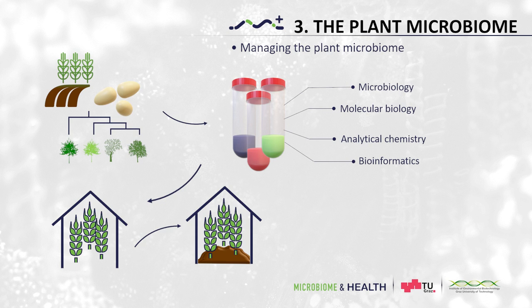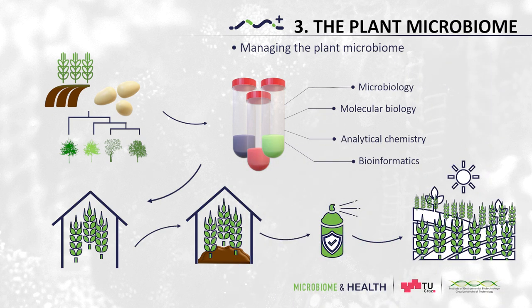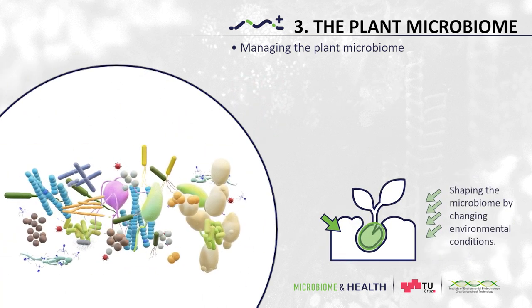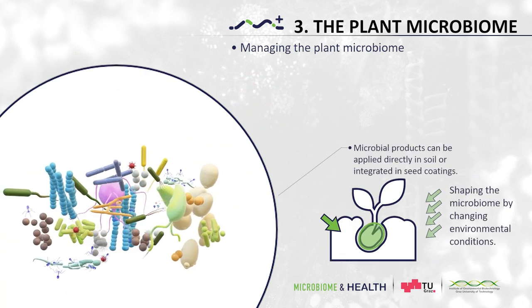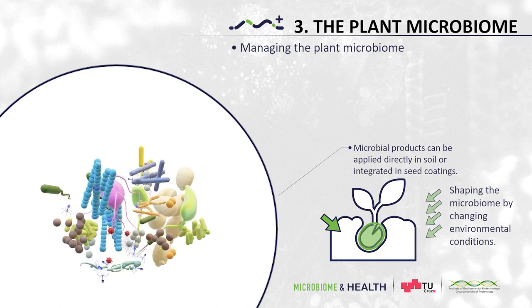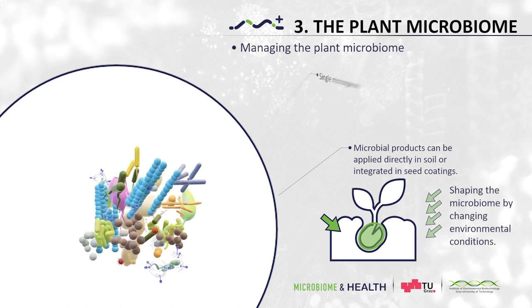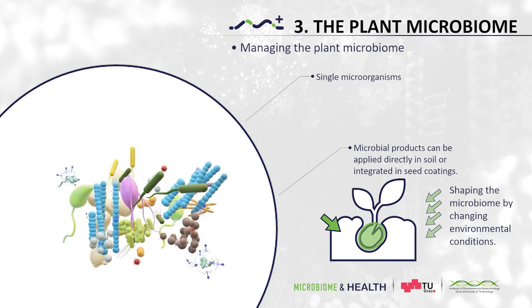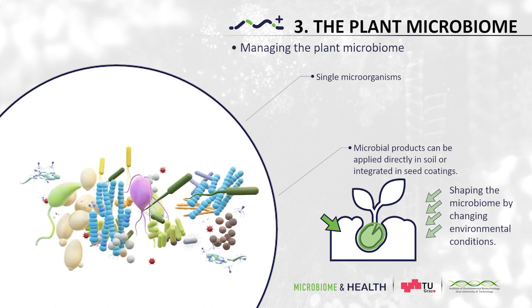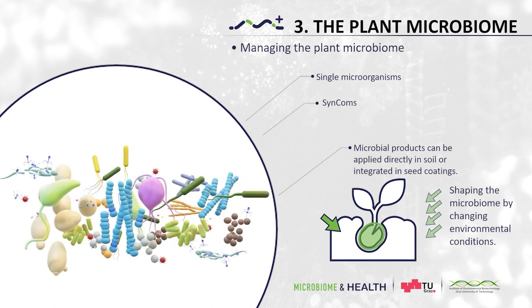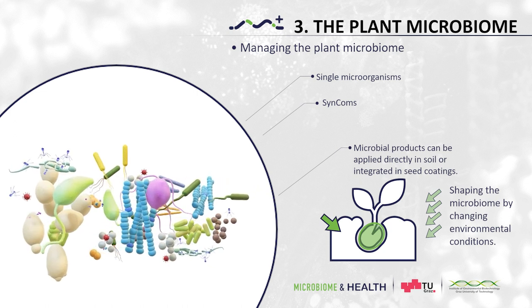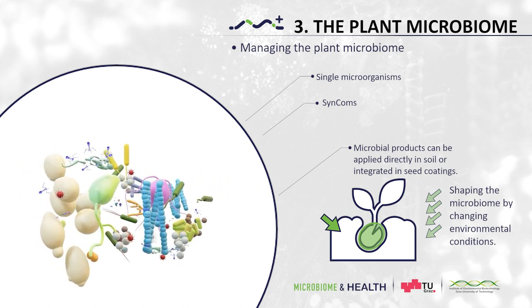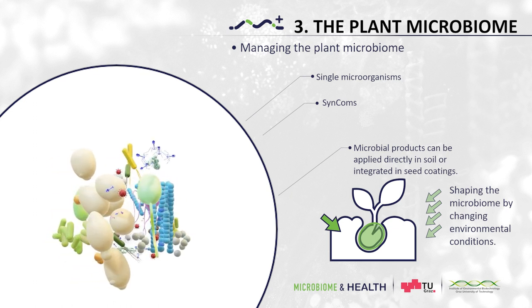If everything works well and the plant beneficial effects are consistent and statistically significant, such microbes are formulated into a product, which is applied first on small scale and then on large scale agricultural fields. Microbial products can be either directly applied in soil near the roots of the seedling or integrated into seed coatings. Microbial products can be single microorganisms or synthetic microbial communities of different complexity, so-called SynComs. SynComs follow a community-based approach, which is being more and more accepted in science and agriculture to provide long-term, persistent and multifunctional growth promotion to crop plants.